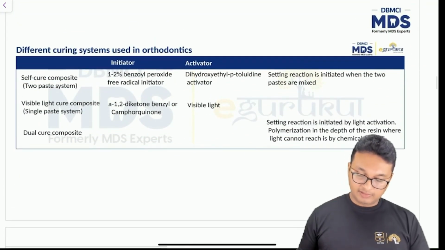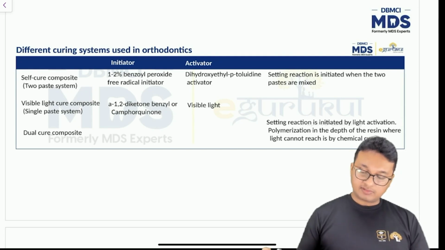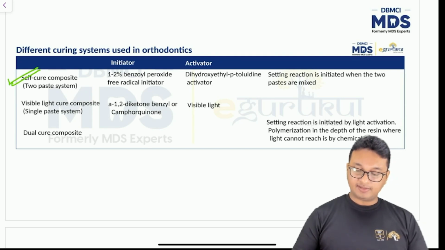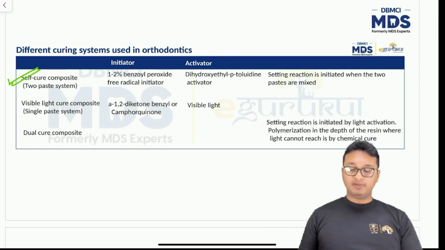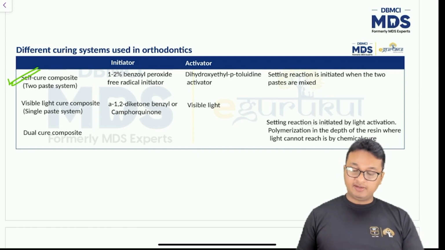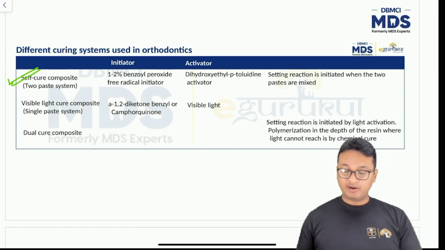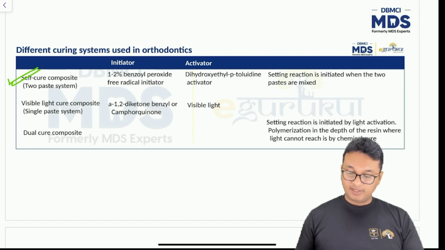Now, as I was saying earlier, what are the different curing systems used in orthodontics? We have self-cure composite, available as a two-phase system, where the initiator is 1 to 2% benzoyl peroxide, a free radical initiator, and the activator is dihydroxyethyl paratoluidine. The setting reaction is initiated when the two pastes are mixed together.